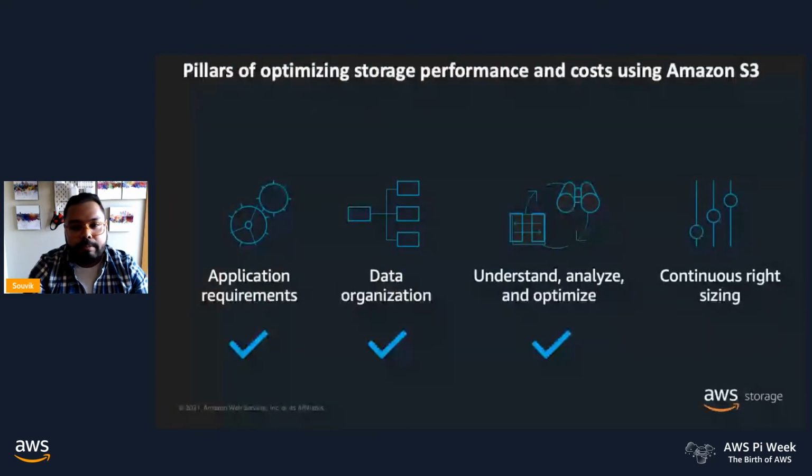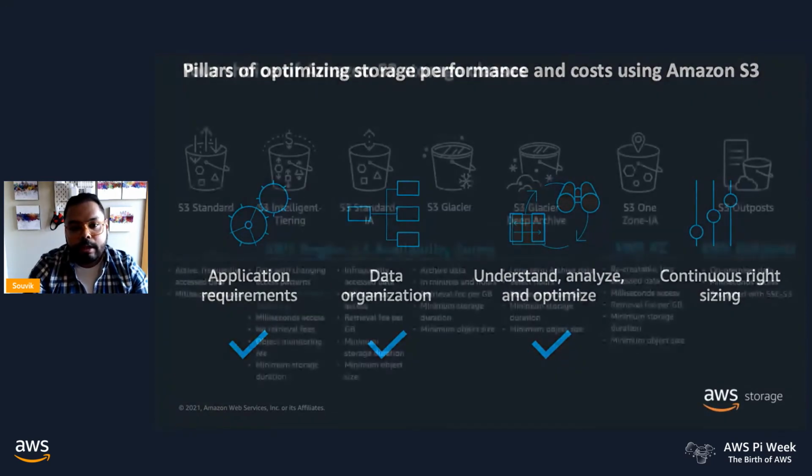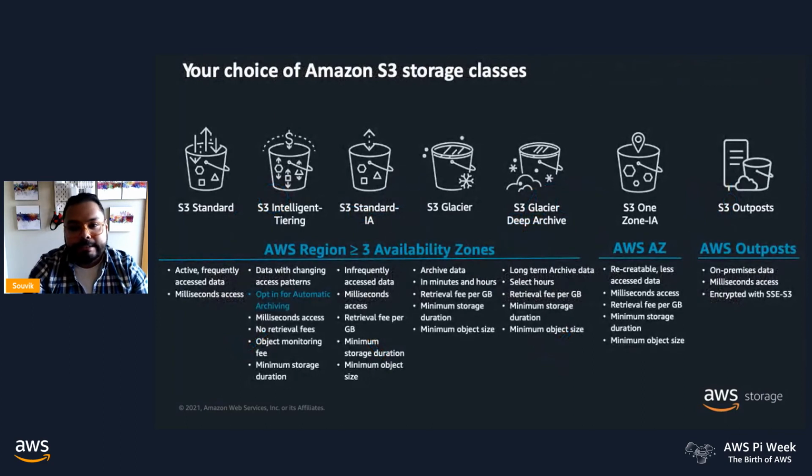Now that we have covered the pillars of knowing your application requirements, data organization, and understanding, analyzing, and optimizing your storage, we can talk about continuous right-sizing for both cost and performance in the next sections. First, let's talk about sizing storage. The best way to lower your total storage cost is by choosing the right storage class for your workloads. As you learned from the storage classes session that Alex did right before me, Amazon S3 has a number of storage classes to choose from.